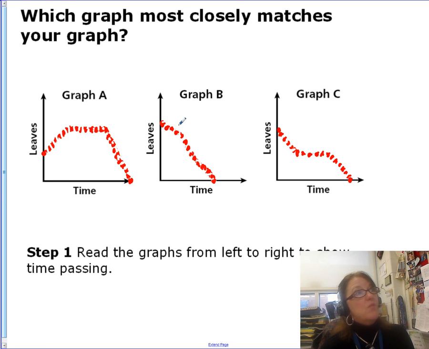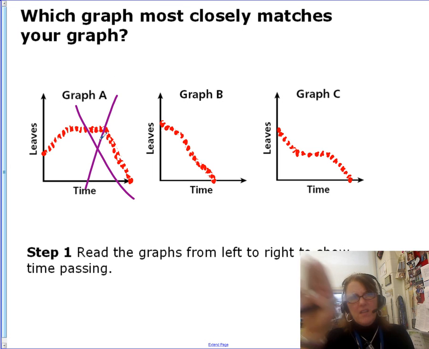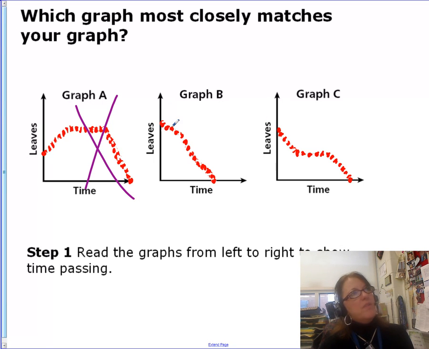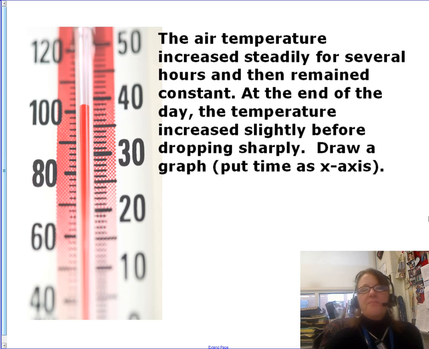I would say definitely not A, because in A, it increases. That would be like in the springtime as more leaves are budding out. Both of these start and end at 0, B and C. This one has the real dramatic fall. This one kind of levels out. So I would say graph B probably most represents it. All right, let's look at another one.